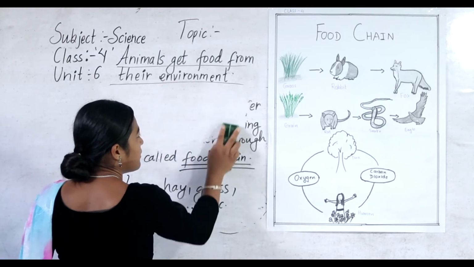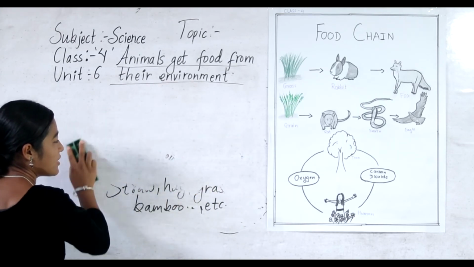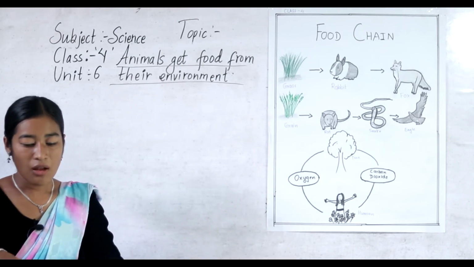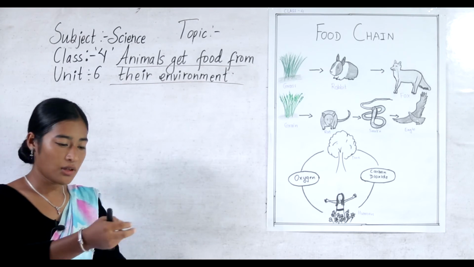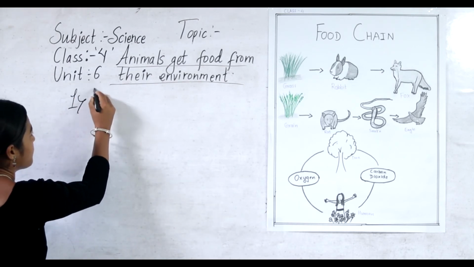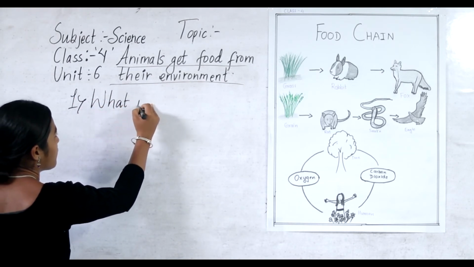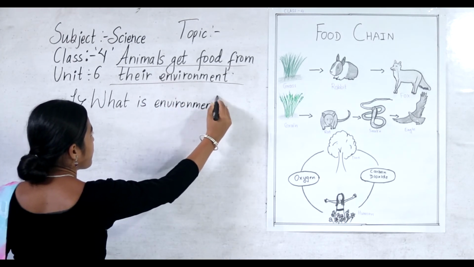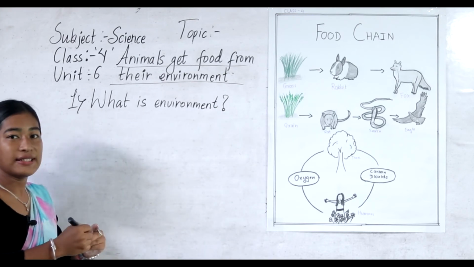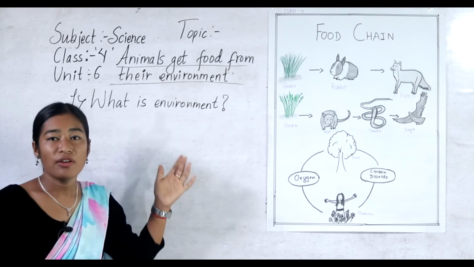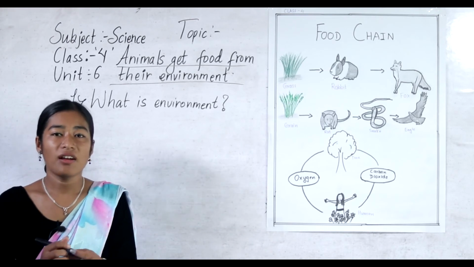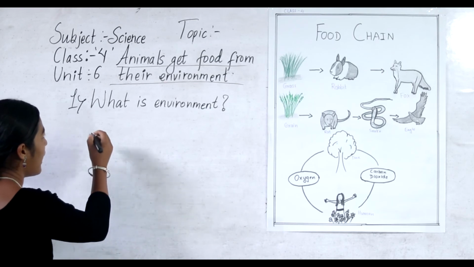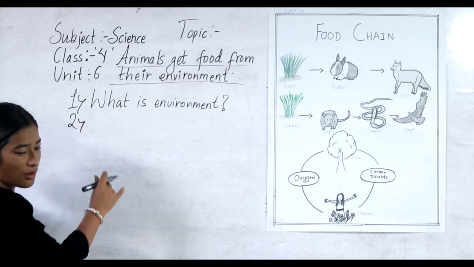Now we will write some questions as homework. Question number 1 is, what is environment? The environment is the surrounding that consists of both living and non-living things. That is environment.